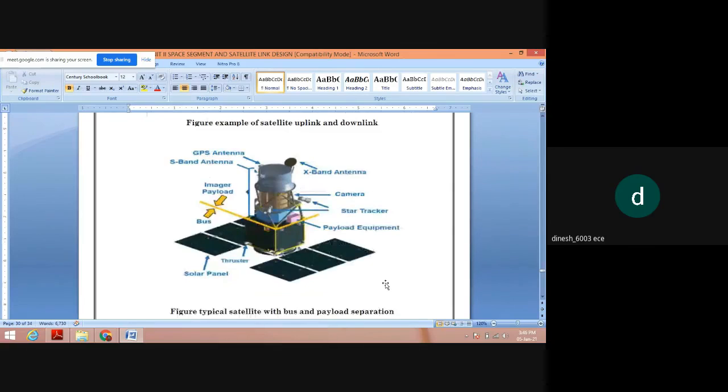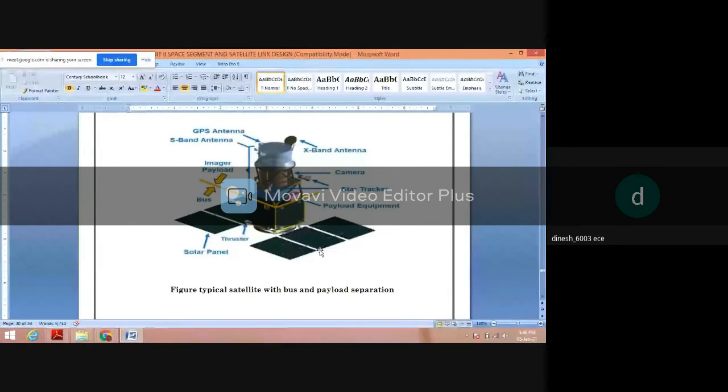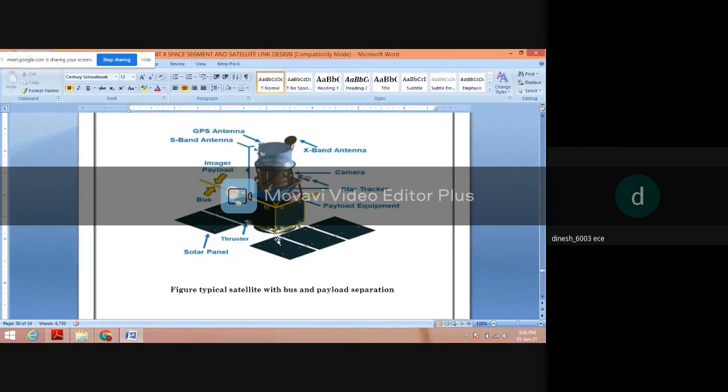So next, I'll show you this. What is present inside this satellite here? So this is what is present in the satellite. X-band antenna, very specific. X-band, S-band. We have a camera. We have a star tracker. We have a payload equipment. We have buses interconnecting them in yellow color. We have GPS antenna for determining latitude, longitude positioning. We have a thruster, and then the solar panels.